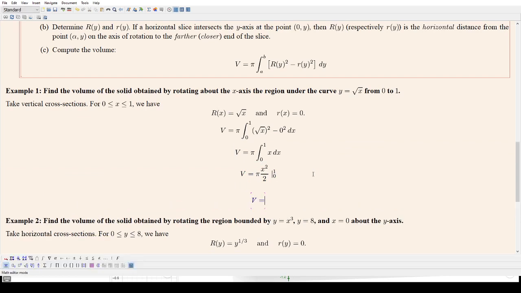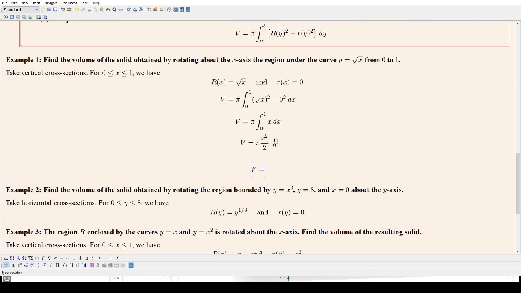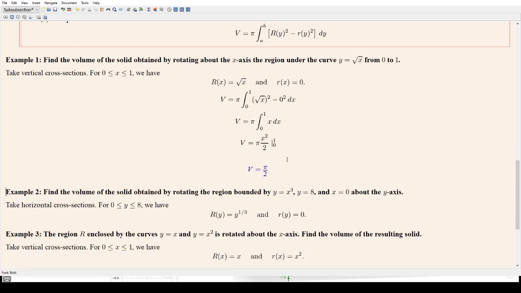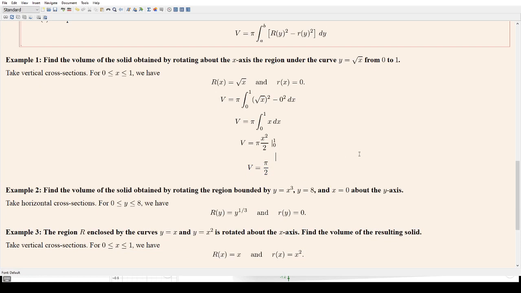Sorry. I'm trying to figure out how to make this look as good as possible while I'm actually typing it. So if you plug in 1, we get just pi times 1/2. So pi over 2. If you plug in 0, you just get 0. So there's nothing more to be done. So the volume of this region is pi over 2.